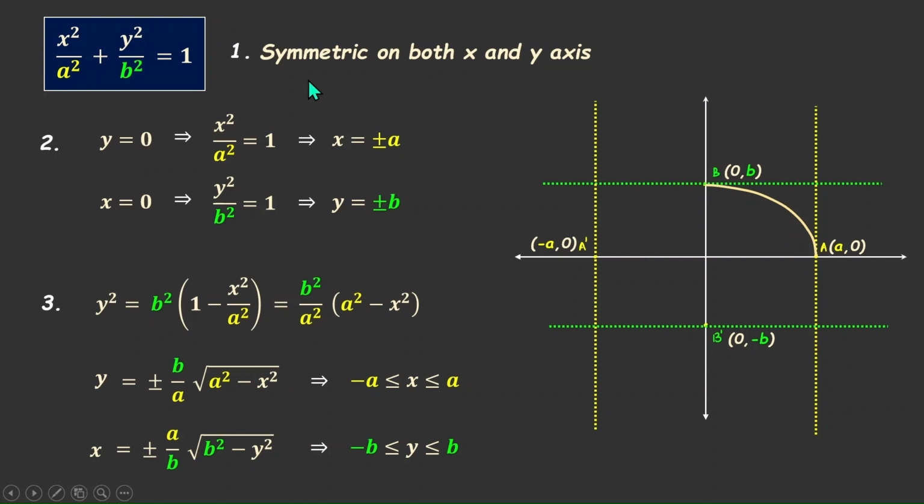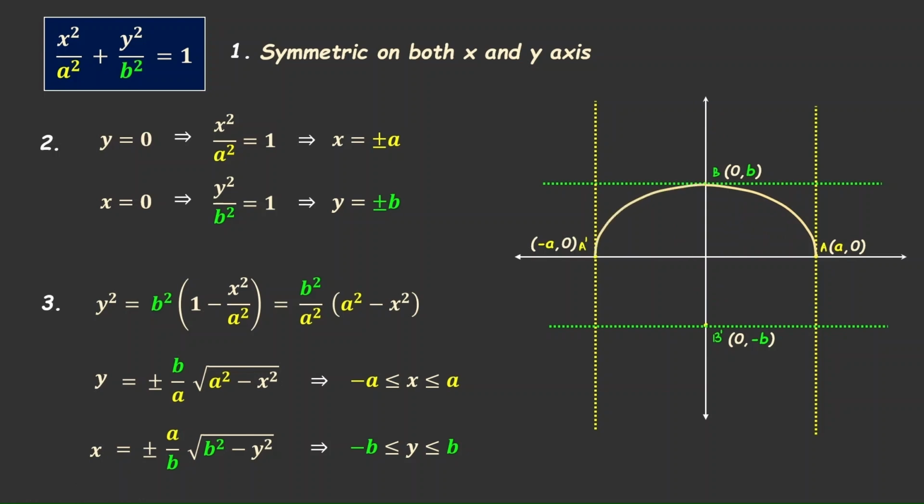Now let's exploit this symmetric property. Since this curve is symmetric on the y-axis, it means that the curve will give a mirror image across the y-axis, right? So mathematically it means that if there is any point x comma y on the curve, then there would also be a point minus x comma y lying on the curve. So it could just be the mirror image across the y-axis. So if this is a curve here, the mirror image across the y-axis would be this curve here, right?